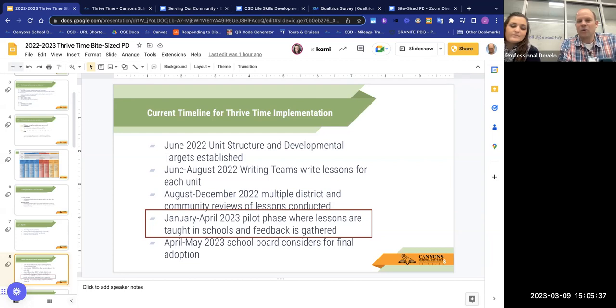At that point, we entered what we're calling a pilot phase. This is where lessons are taught in schools and feedback is given. This is the chance for the lessons, which had not been in classrooms yet, to get into classrooms, for teachers to teach them and see how the lessons actually work and function with students. As that feedback is gathered, adjustments are continually made. Then the school board will consider final adoption of the curriculum in April and May.